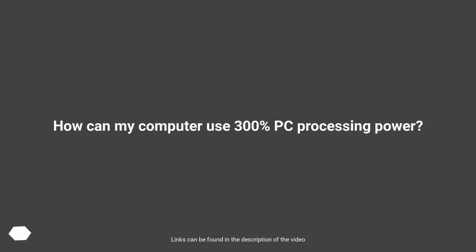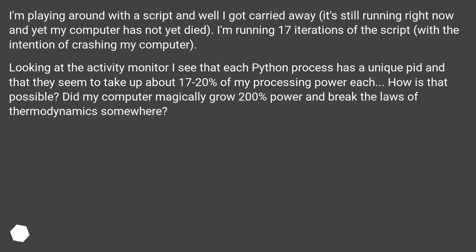How can my computer use 300% PC processing power? I'm playing around with a script and well, I got carried away. It's still running right now and yet my computer has not yet died. I'm running 17 iterations of the script, with the intention of crashing my computer.